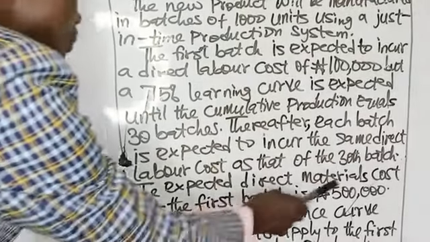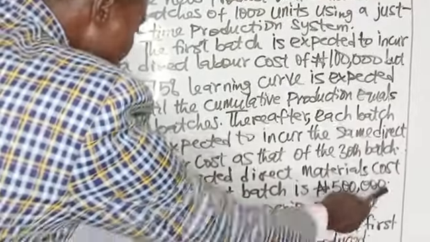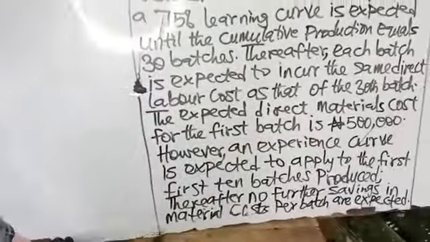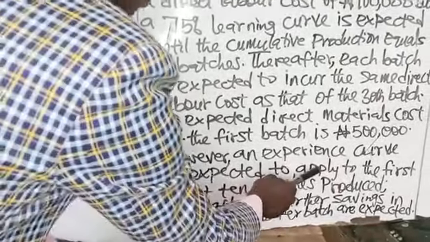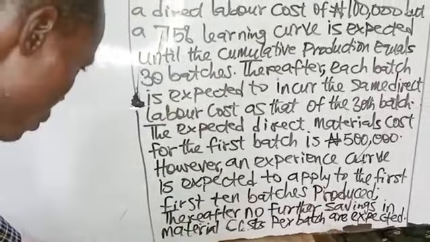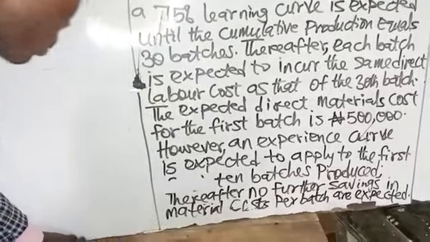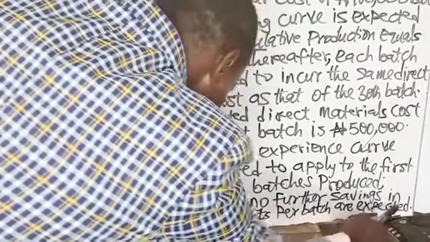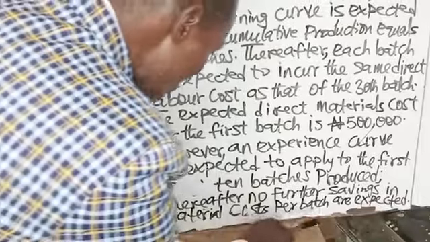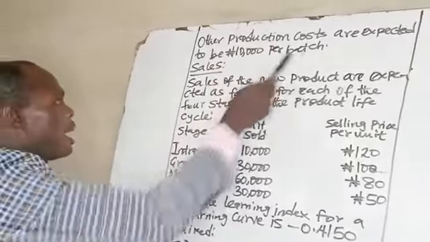The expected direct material cost for the first batch is 500,000 naira. However, an experience curve is expected to apply to the first 10 batches produced. Thereafter, no further savings in material cost per batch are expected. Other production costs are expected to be 10,000 naira per batch.